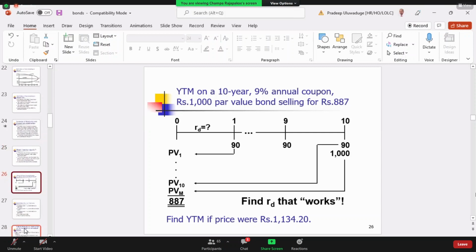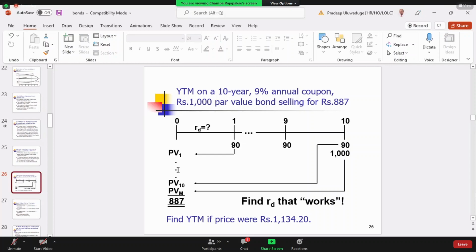YTM on a 10-year, 9% annual coupon, rupees 1,000 par value bond, selling for 887. So what will be the yield to maturity? Yield to maturity is the interest rate that gives you the market value as the present value. So we know the present value now. Selling for 887 is the present value.